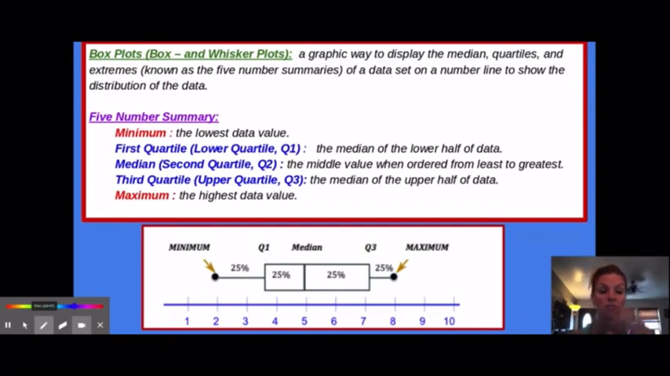Okay, you need 5 numbers to create a box and whisker plot. You need the minimum, which is the smallest number in your whole data set. You need the first quartile, which we'll learn how to get today. And that goes here. You need the median, which is your middle number. You know how to get that. You order them from least to greatest and find your middle number. You need your third quartile, which you'll learn how to get today. And then you need your maximum, which is the highest number given.